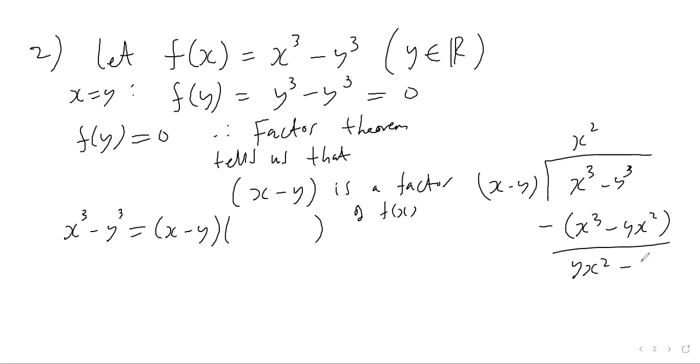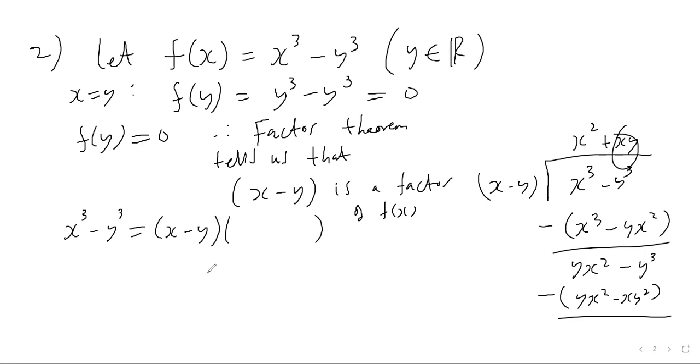Then you can repeat the process again. How many x is going into yx squared? You would get a positive xy. Then again, you can multiply xy by this divisor there and subtract it from our result down here. So you would end up with yx squared subtract the xy squared from that. I'm going to stop there because if you just carry on, you will get the result.